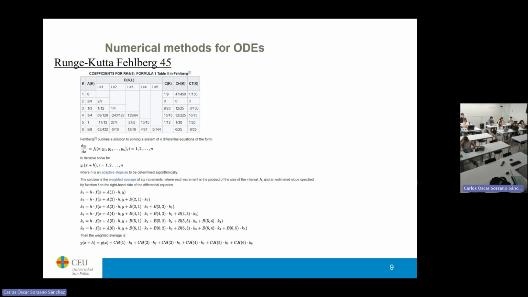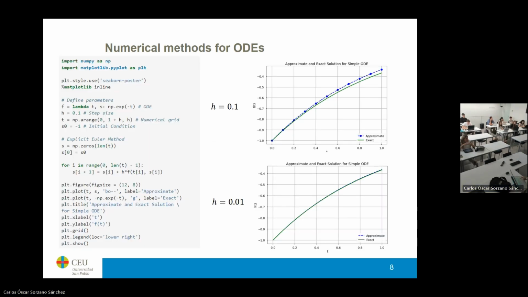So what is the advantage of Runge-Kutta with respect to Euler? Euler is very simple. Why don't we use Euler? Because maybe depending on the state that you choose, you are going to obtain something that is more approximated or not. Yeah. So the key is in this approximation.